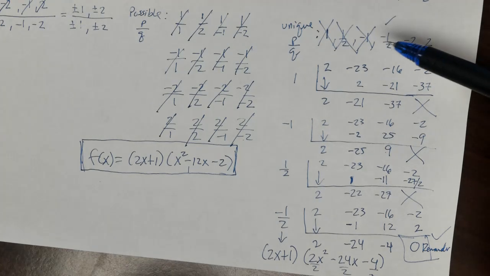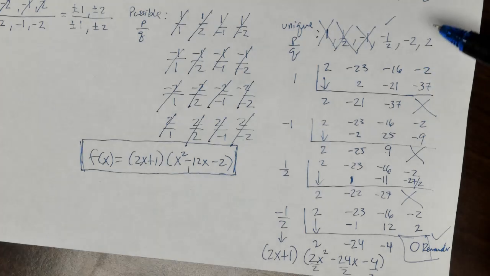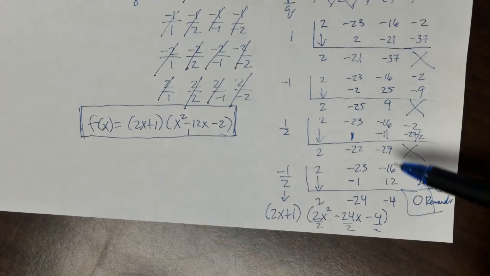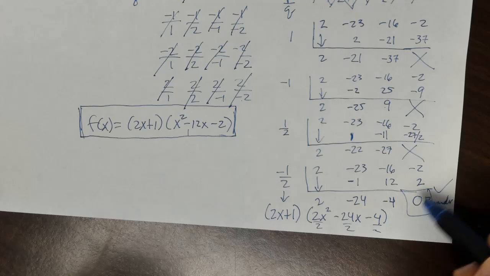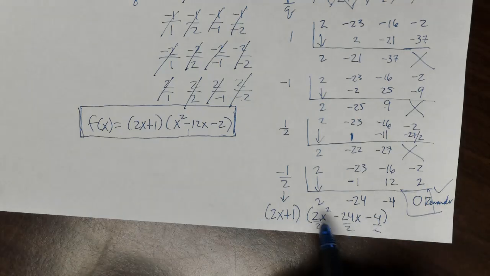Test out some whole numbers, test out a few fractions. You should be able to find your solution within a handful of these. We're looking for a 0 remainder. That's what creates our factors.